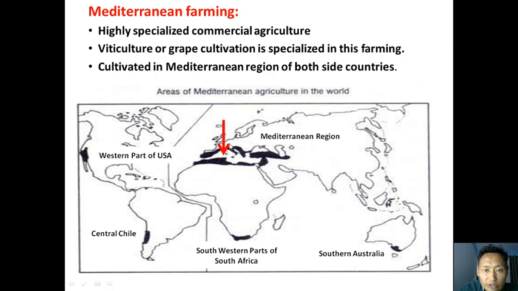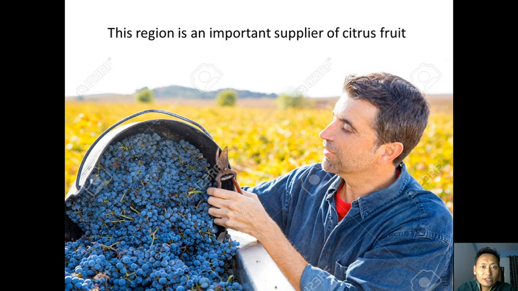On both sides of the Mediterranean region, meaning southern European countries and northern African countries, they are practicing the cultivation of grapes or citrus fruit. Because of that, this type of farming is called Mediterranean farming, since this cultivation is done around the Mediterranean Sea. This region is an important supplier of citrus fruits. Citrus fruits, we can say orange, grapes. They are important suppliers of citrus fruits in the world.